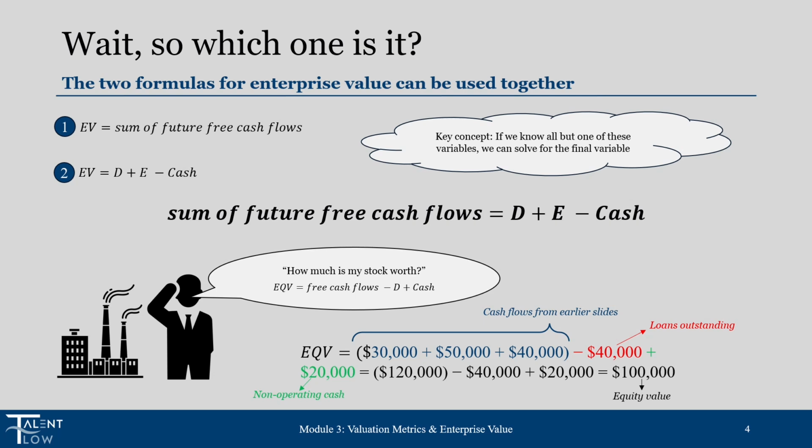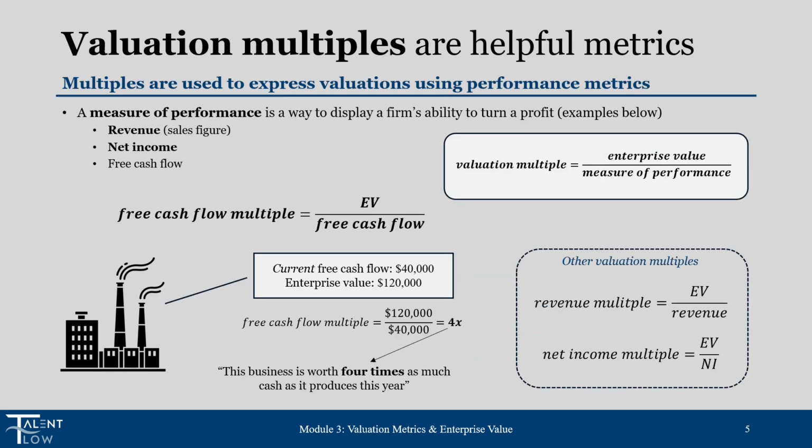The main takeaway is that EV is a measure of a firm's total value. We can find it in two different ways: using future cash flows or using the market value of invested capital. A little hint at what's coming up. We'll continue to combine these two methods to find EV using a formal valuation technique. For now, let's move on to the final metric we'll discuss, and that is a multiple.